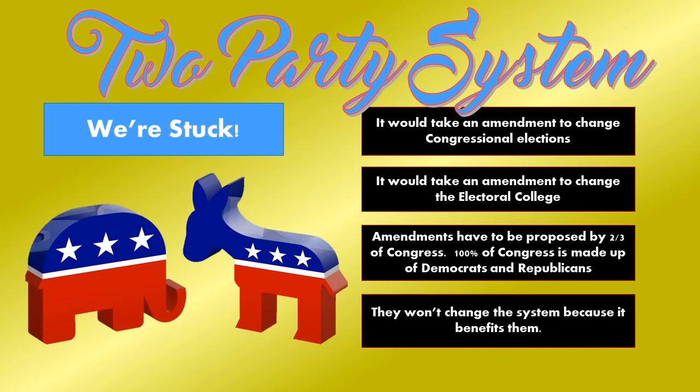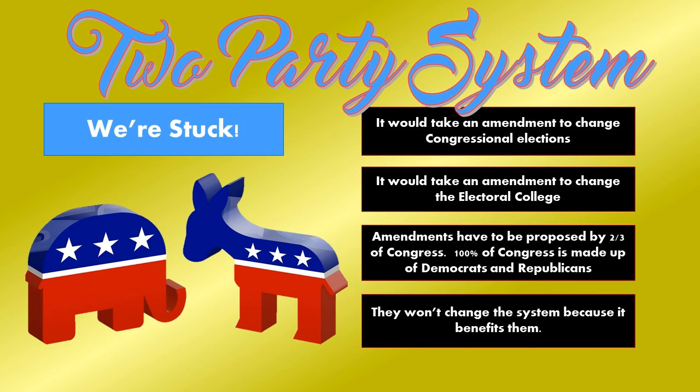All right, so here's the sad news. We are stuck. Because of the Constitution, we are stuck with the two-party system here. Think about the reasons we said it exists. The way we do elections for Congress causes a two-party system. The way we use the Electoral College causes the two-party system. Both of those things are in the Constitution, so it would take amendments to change them.